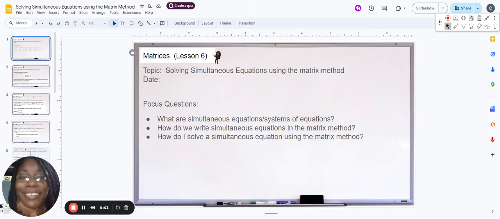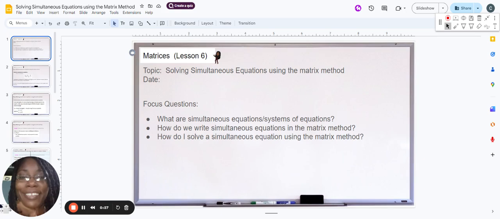Hello, students. We are now on the last lesson in this unit. The topic of it is solving simultaneous equations using the matrix method. So this is the last topic in the matrices unit. There's one other topic, but we are going to be doing that closer to the end.